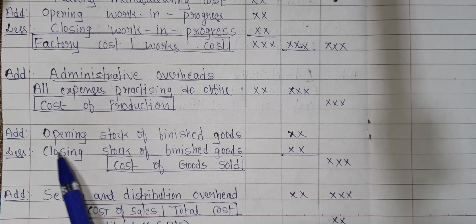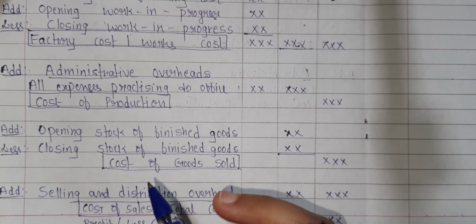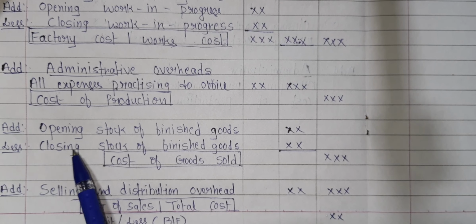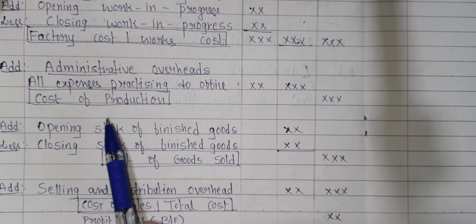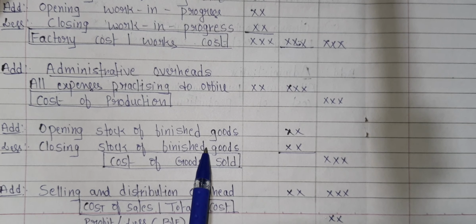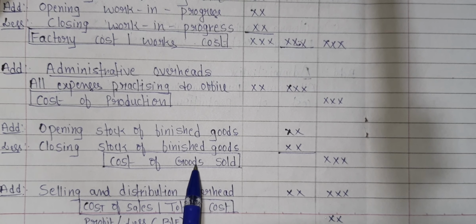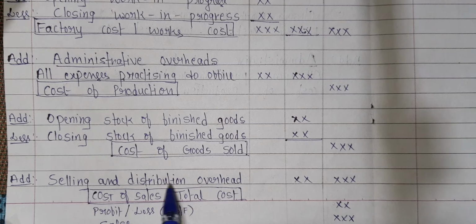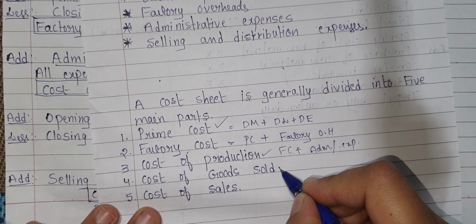After that, for this cost of production, see here, we have to add opening stock of finished goods. If there is any opening stock of finished goods, we have to add it to the cost of production. Then we have to deduct the closing stock of finished goods. Then we will arrive at cost of goods sold or cost of production of goods sold. Clear? See, cost of goods sold is over.